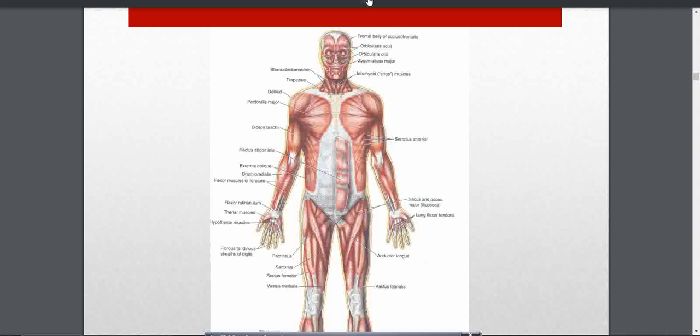We have deltoid muscles on the top of the shoulder. Mostly the deltoid muscles are where most of the vaccines, the intramuscular injections, are given. So their anatomy is very important in your entire medical course.